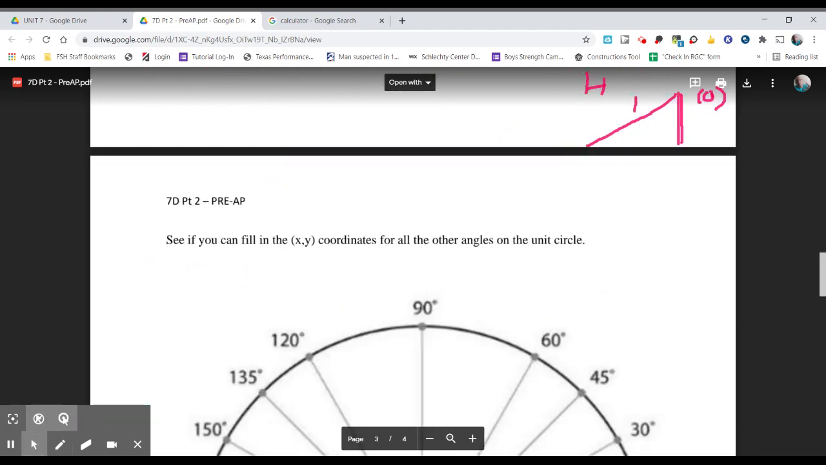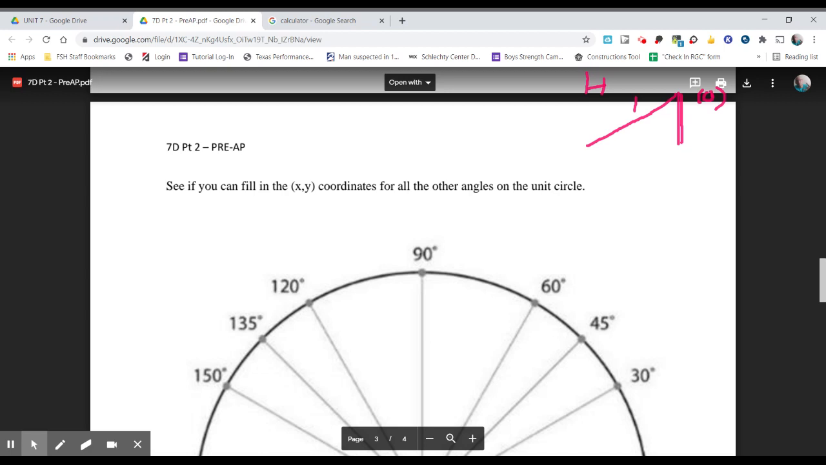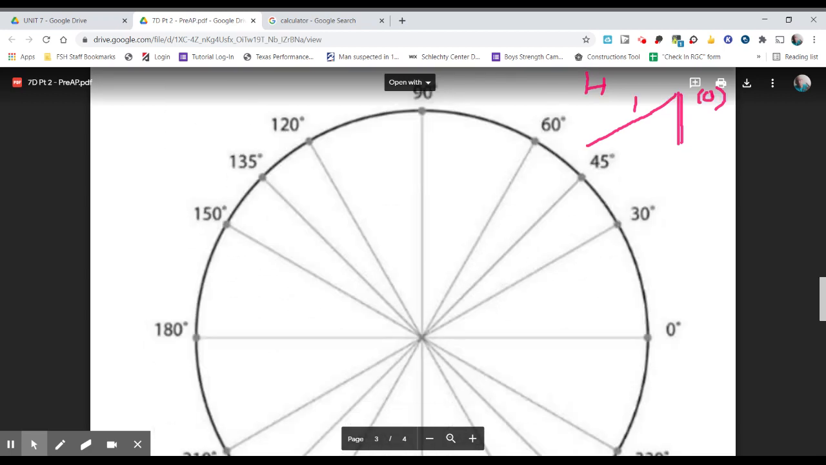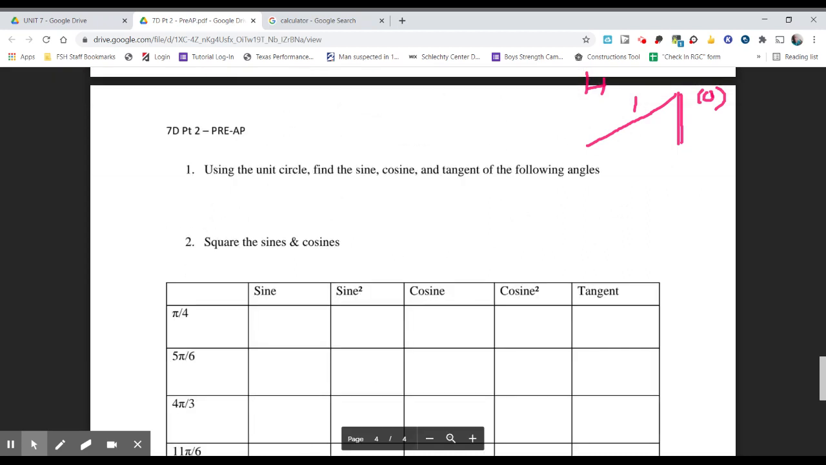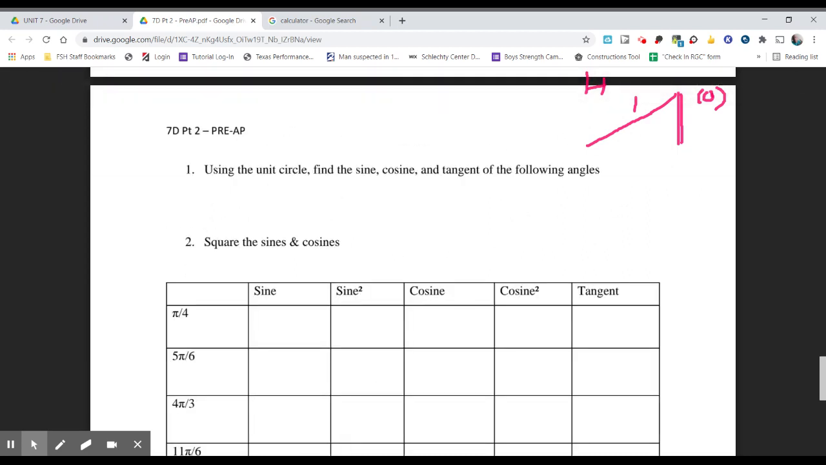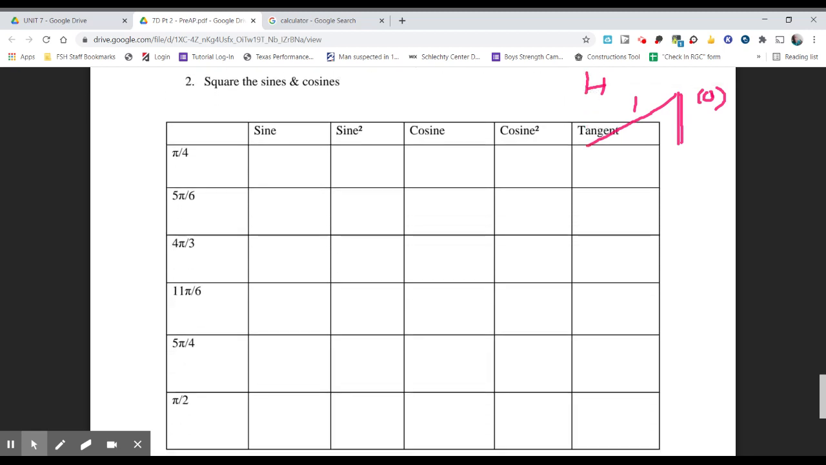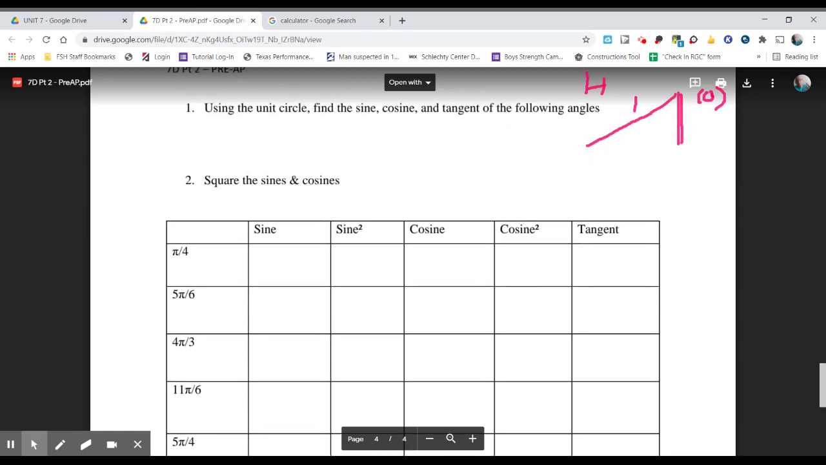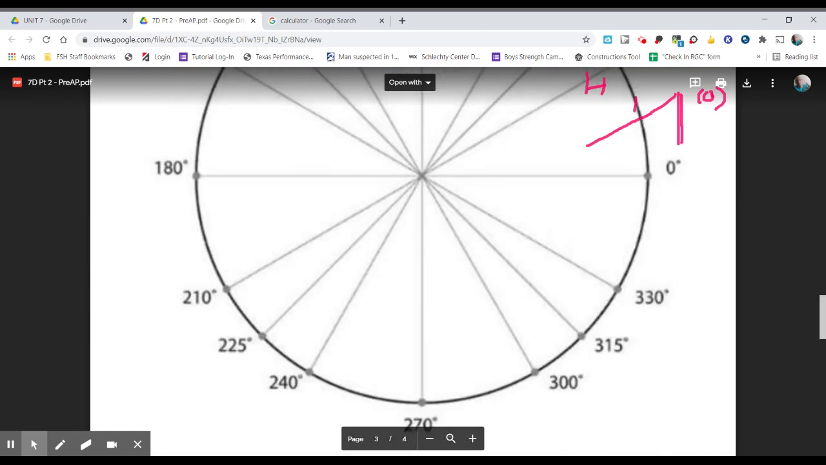So that's what I want y'all to do here on the service page. See if we can fill out the x, y coordinates for all the other angles on the unit circle here. Using the first two, we should be pretty cool. Then we should be able to fill out a good chunk of this table down here. We'll talk about that more at the end of the period.